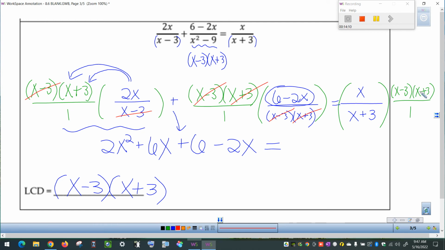All right, canceling on the other side, it looks like we can only cancel out the x plus 3. We're left with x times the quantity x minus 3, so let's distribute that, and that's going to get us x squared minus 3x.